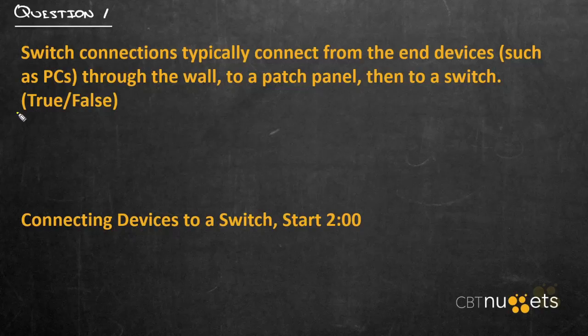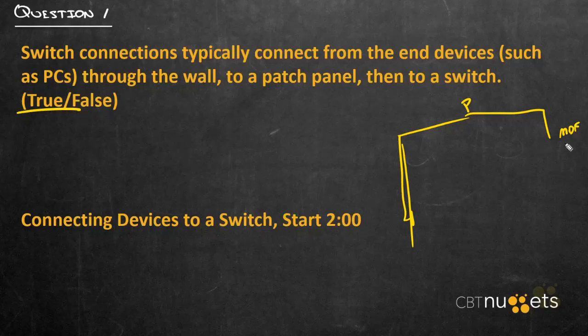Answer is true. That is the typical network connection where you have your wall jack in the wall, fished up through the drywall into the plenum space up here, down to the MDF or IDF, the main distribution facility or intermediate distribution facility, links up to a patch panel, which is just kind of a junction point, and then uses patch cables to go down to the network switches inside of the rack.